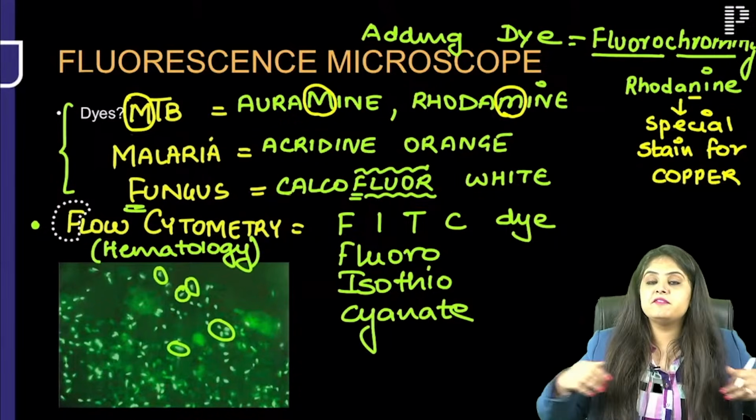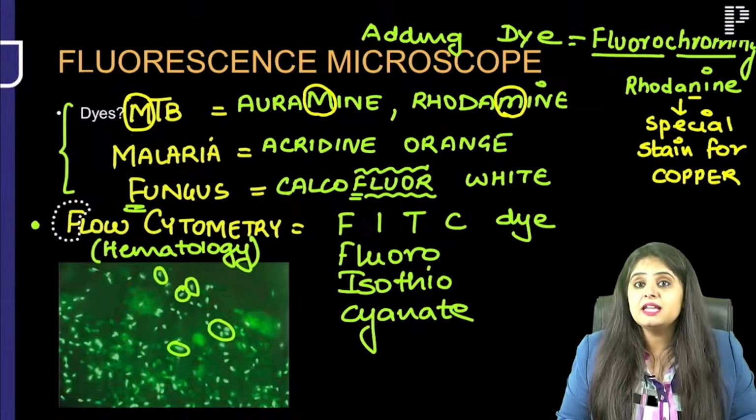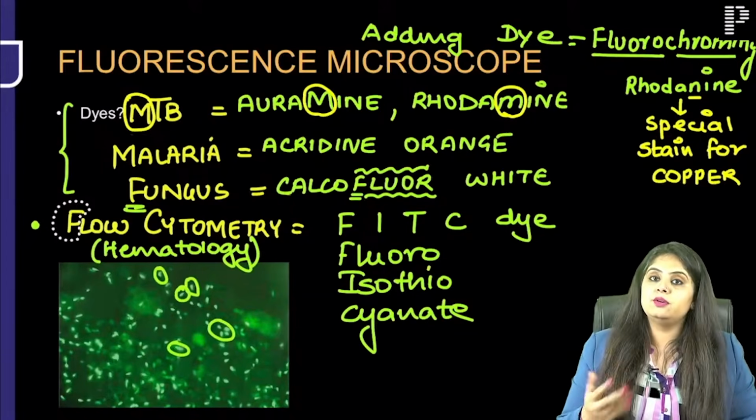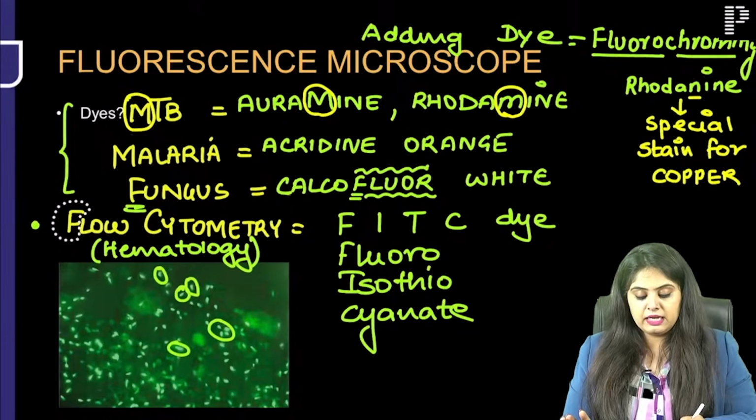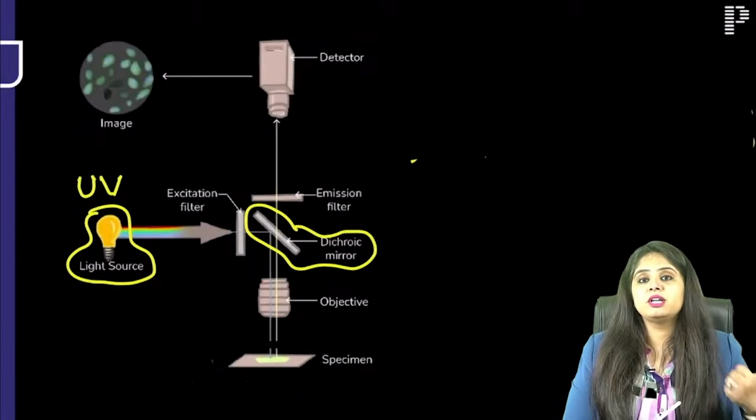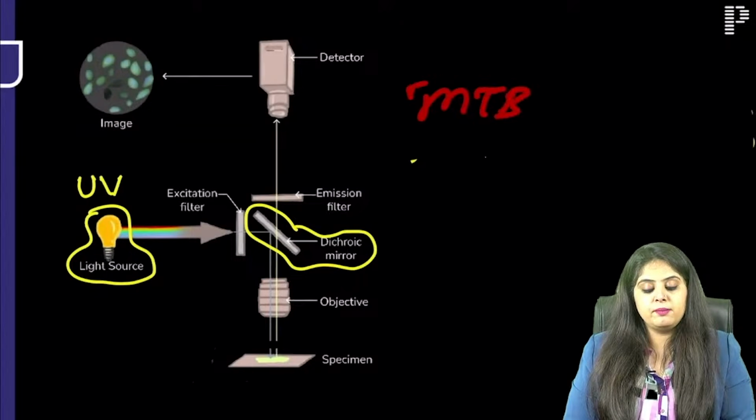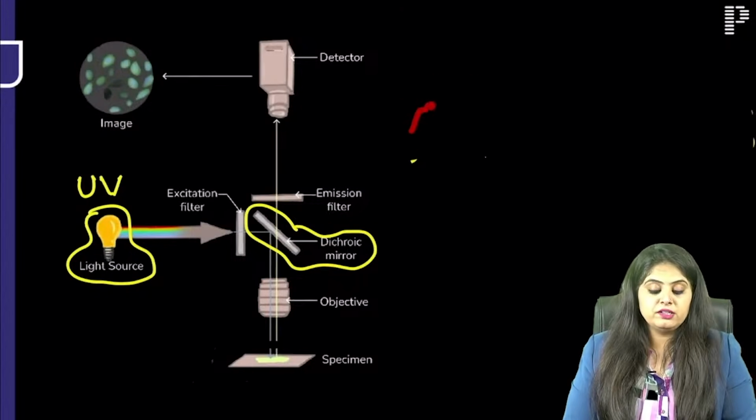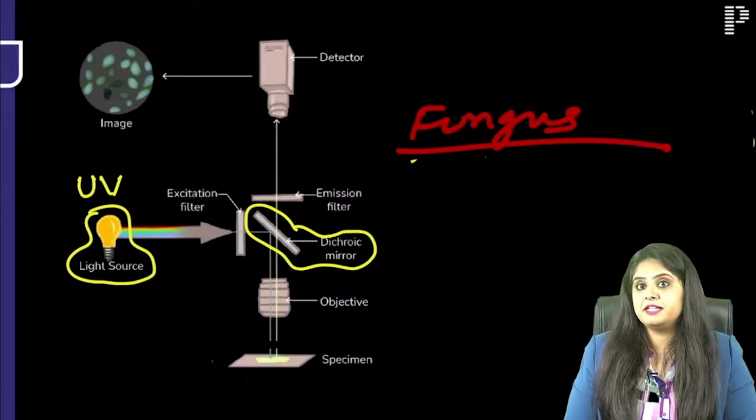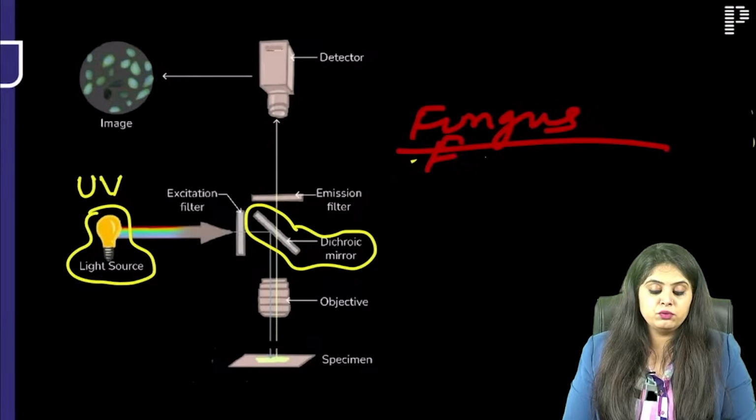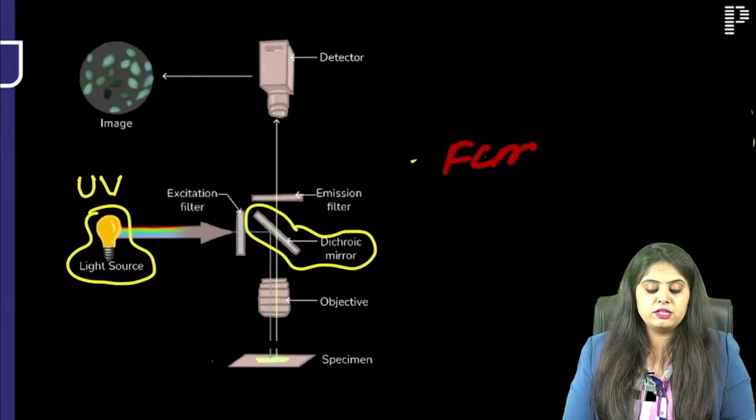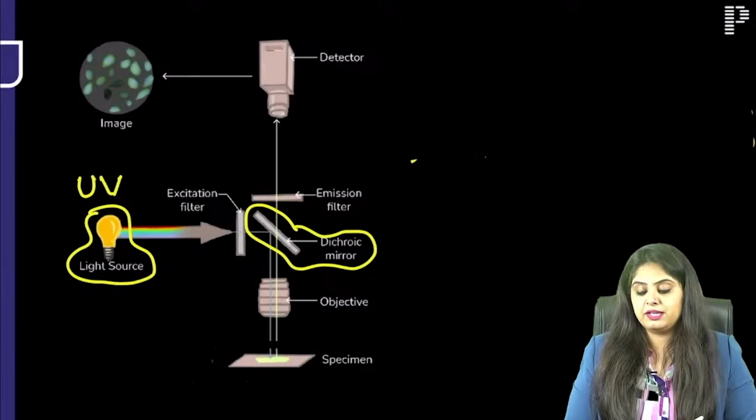So now everywhere that you have to study any kind of fluorescent dye, you are done. Quickly say, without looking at it, what are the dyes for TB? MTB. So for MTB it was auramine, rhodamine. What is the dye for malaria? It is going to be acridine orange. What is the dye for fungus? It is going to be flower, calcofluor white. What is the dye for flow cytometry? For flow cytometry it is FITC, fluorescein isothiocyanate.